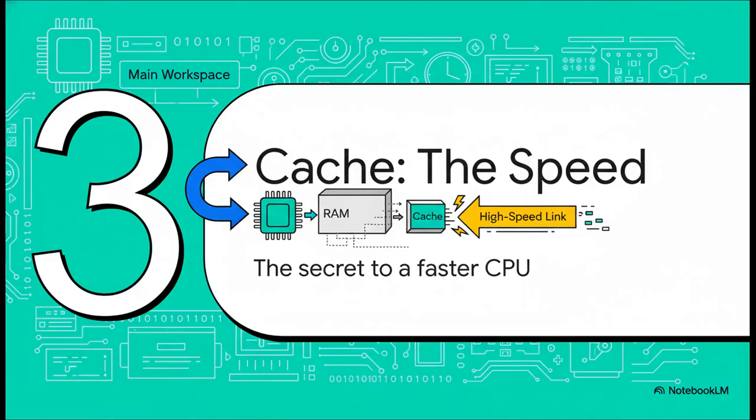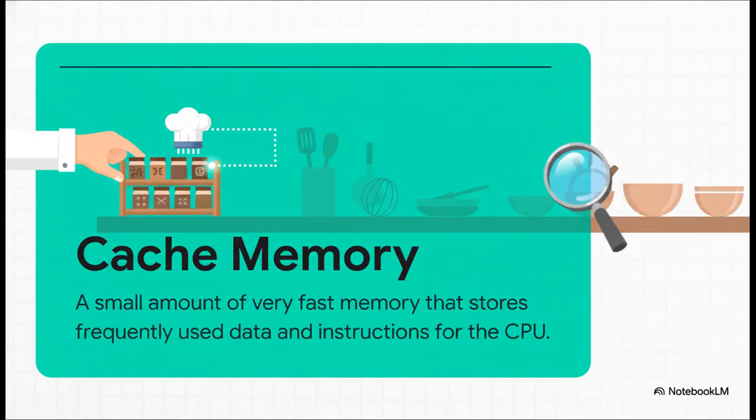Okay, so we've established RAM is fast, but modern CPUs are insanely fast. So fast that sometimes even waiting for RAM can slow them down. To get around this, computers have a secret weapon, an even faster, much smaller type of memory called cache. Let's go back to our chef. If RAM is the big kitchen counter, then cache is like a tiny little spice rack kept right next to the stove. It holds only the most frequently used ingredients, or in our case, data and instructions, so the chef doesn't even have to reach across the counter. It's all about that instant access.